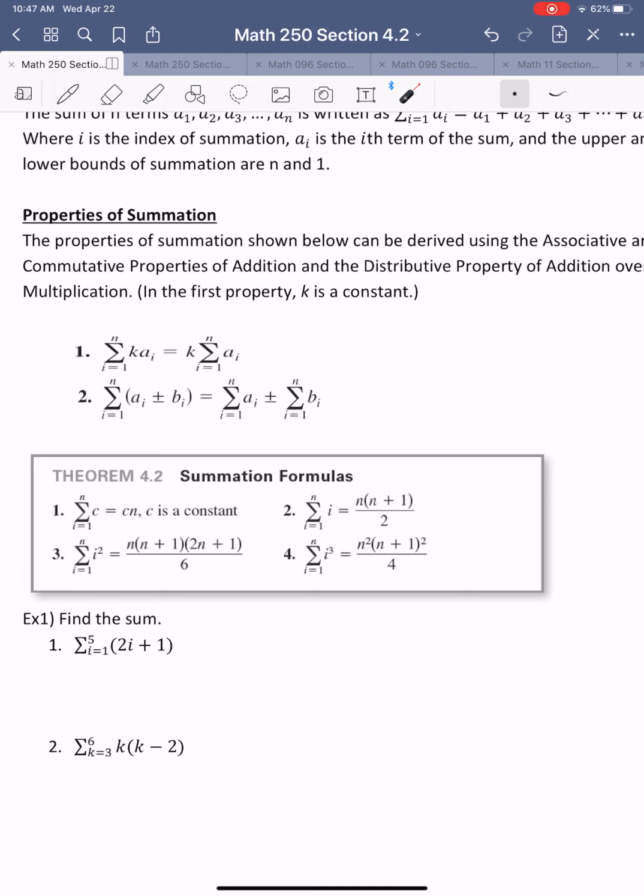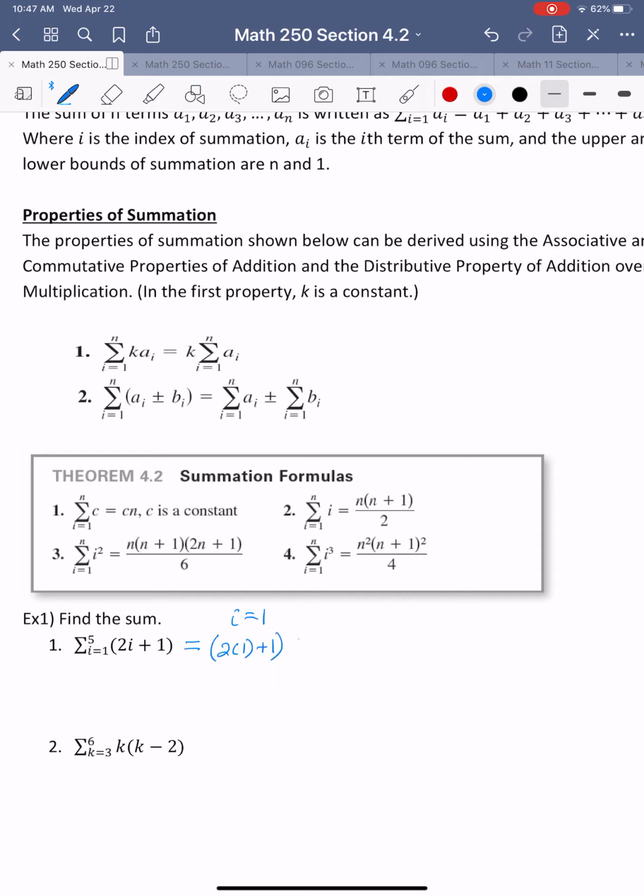So let's talk about the sum we have here. This does not have that many terms, so instead of using the summation formulas, I'm just going to find the sum directly. In this case, we're adding 5 terms together. I starts with 1, which means you use 1 for i.